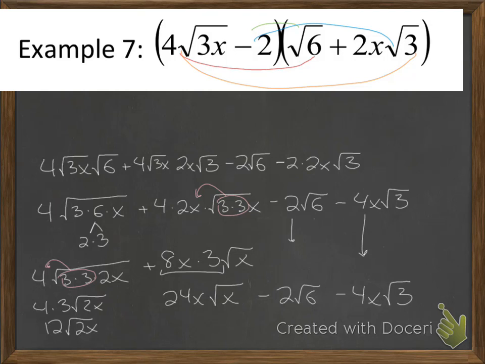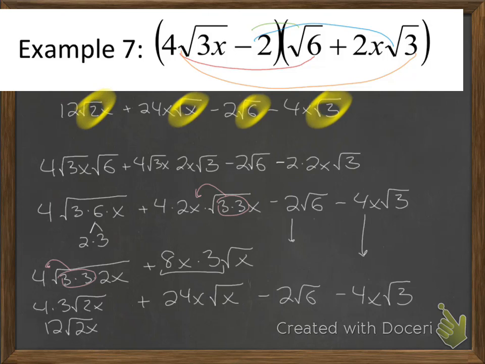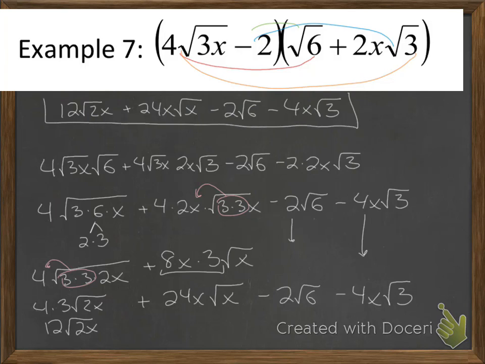So let's write our answer all together so that we're not confused. So we have 12 times the square root of 2x plus 24x times the square root of x minus 2 times the square root of 6 minus 4x times the square root of 3. So if I look at my 4 radicals, are any of them like terms? Are any of them the same? I would argue that they are not. It looks like we've simplified everything as much as we possibly can, and I think now we're done.